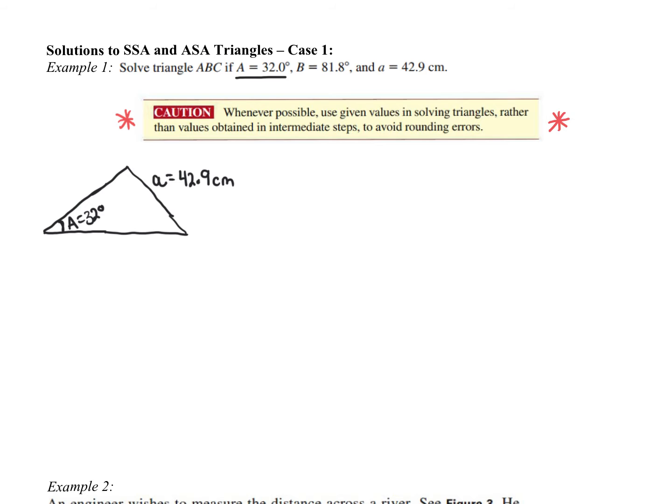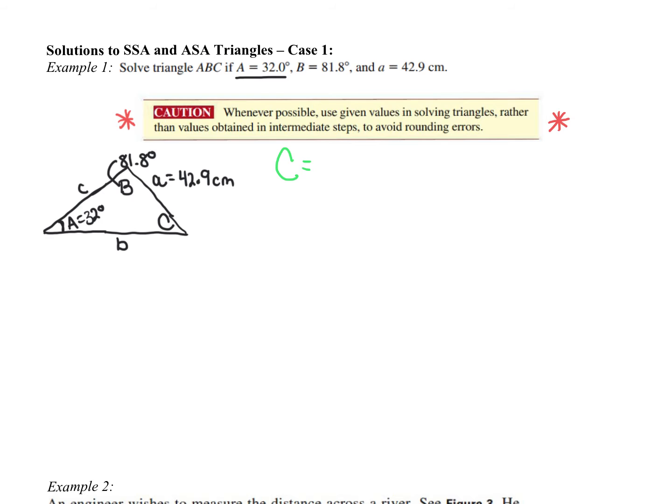And then because it's named angle ABC and we read from left to right, I'm just going to go up the triangle and call this one up here B. And we know that B equals 81.8 degrees, which makes this little b down here. And then this is capital letter C and lowercase c. So if I want to find all the missing parts of the triangle, let's start with capital letter C first.